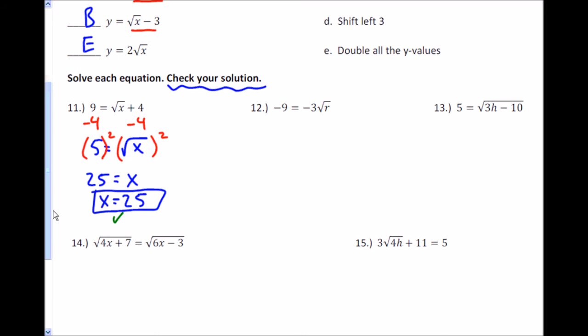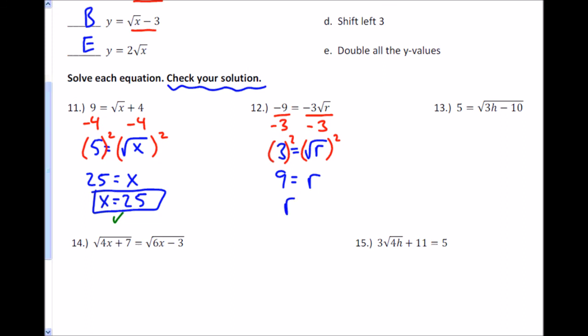For the next one, again, we've got to get the radical by itself. Right now, there's a negative 3 that's kind of in the way. So to undo multiplying by a negative 3, I have to divide by a negative 3. So that's going to give me a positive 3 equals the square root of r. Now the radical is by itself, so now I'm going to raise each side to the second power. Here I get a 9. Here, once again, the square root and the square cancel each other out. I'm just left with the radicand, which is r.